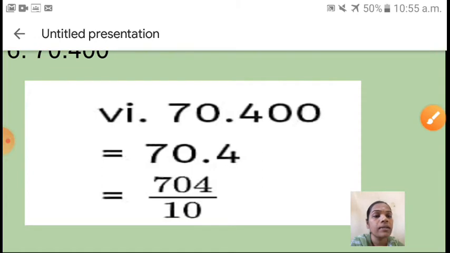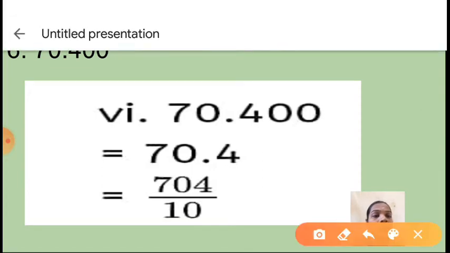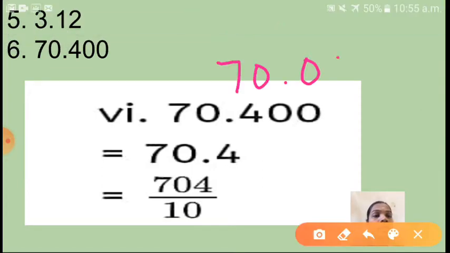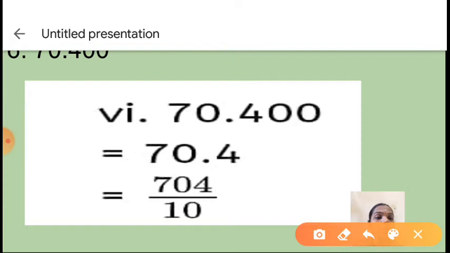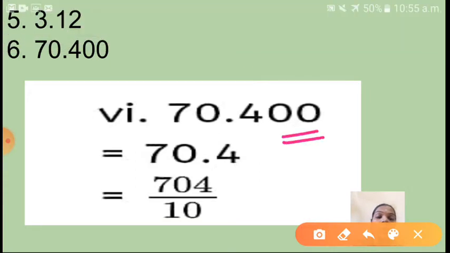Suppose you get a question like 70.004. So this 0 has value. But here, after the decimal point, this 0 has no value. So this number you can write in this form, that is 70.4.